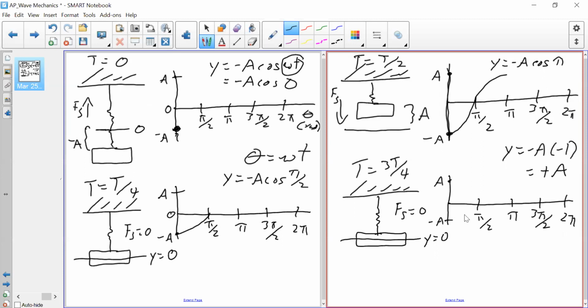So now at 3T over 4, our angle is 3 pi over 2. Cosine of 3 pi over 2, 270, is 0. So now we're going to do this, then this, and come back down like that. So you can see the similarity between the mass on the spring, the wave function, and the unit circle, all happening at once.